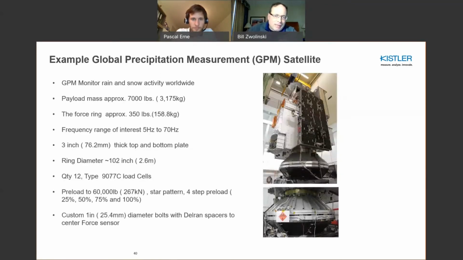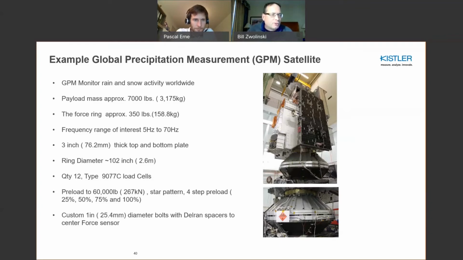This is an example from a NASA project a few years ago, but I show it here just to illustrate some of the detail behind doing a force limited vibration test on a large observatory like this. There's quite substantial mass, and the force ring also has some mass. The frequency response of the measurement isn't terribly high, but 70 hertz for this type of mass is quite substantial. There's a 3-inch or 76 millimeter top and bottom plate made out of aluminum. The ring diameter is around 2.6 meters.